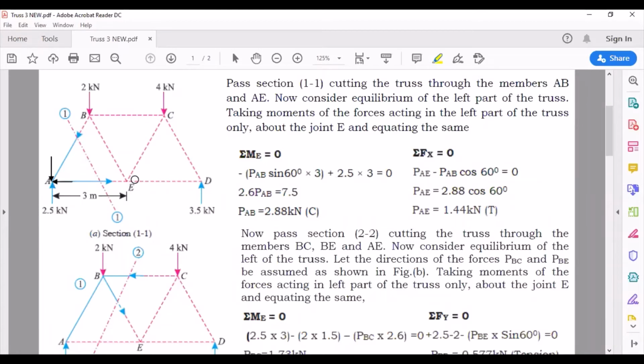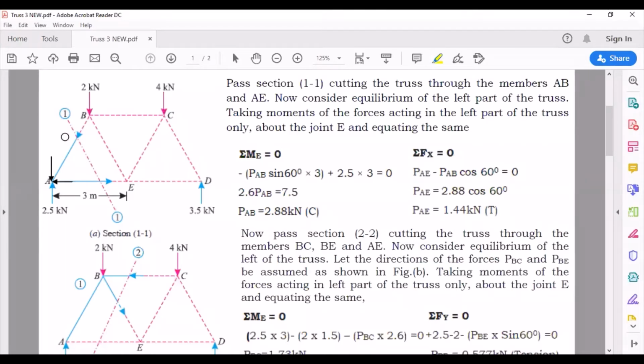Now in the previous class I told you that whenever you cut a section, you're supposed to consider any one of the sides of that section for calculation. So in this diagram, one side of the section is with the solid line, the other side of the section is with the dotted line. So based on the number of forces on either side, whichever has fewer forces, we'll be considering that section.